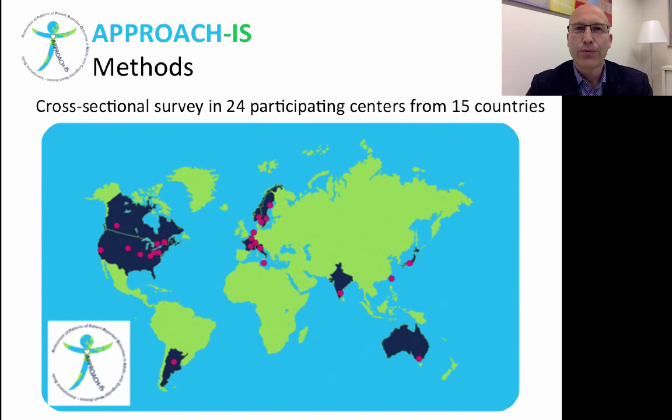And this is what Approach IS looks like. It's a cross-sectional survey in 24 participating centers from 15 different countries all over the world. And here you see the map where the centers in the different countries are located.